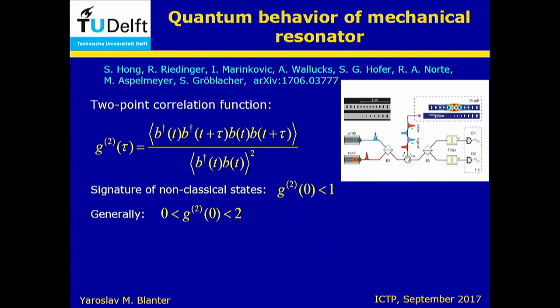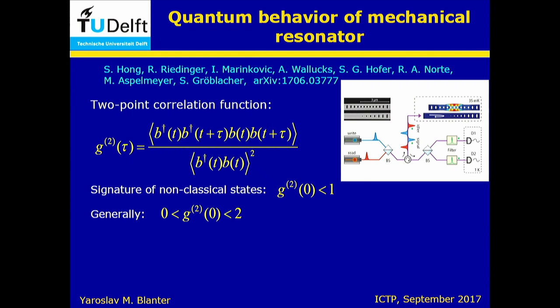You take the correlation function of phonons, so B are phonons, the mechanical resonator. You take two creation operators here, two annihilation operators here at different times, so they are delayed. That corresponds, you can measure it directly. Okay, no, just a second. You normalize it by that. And this is something which is always between 0 and 2.